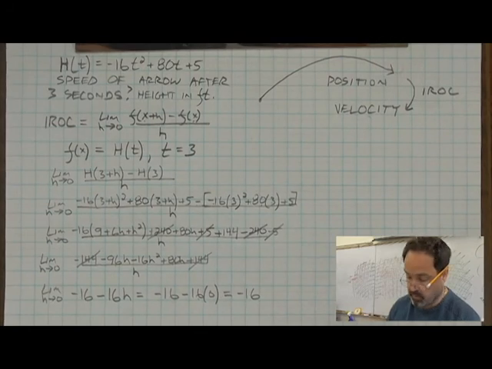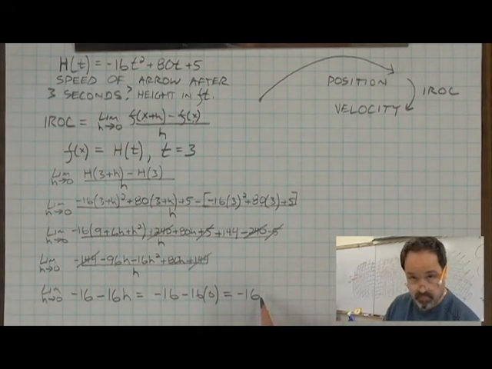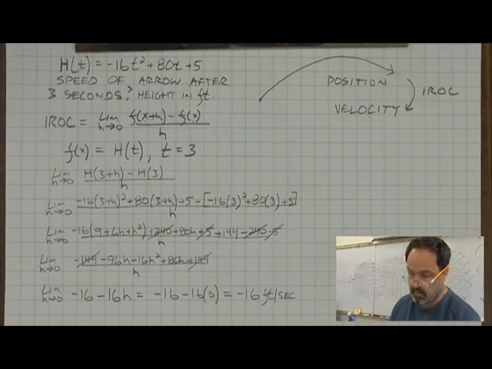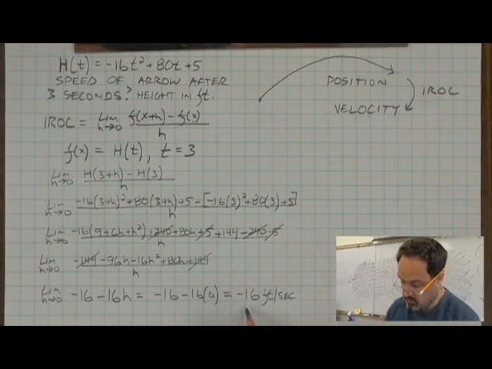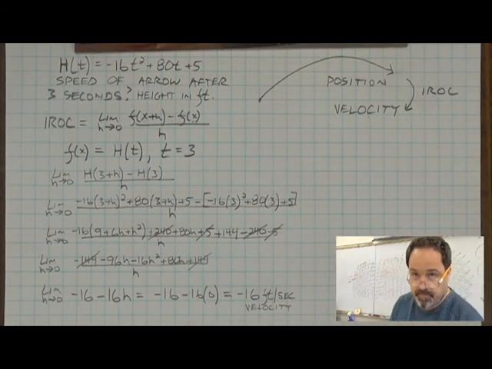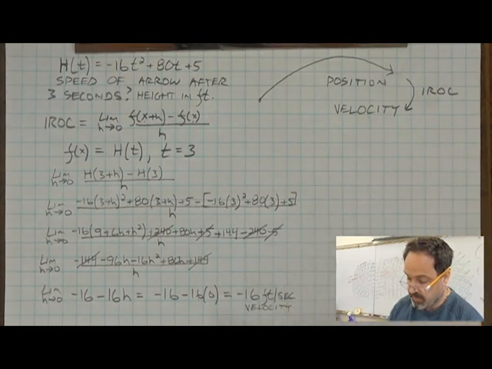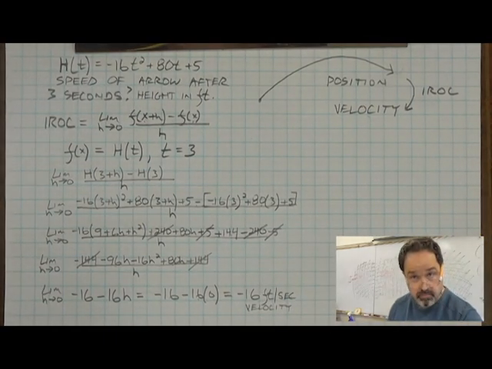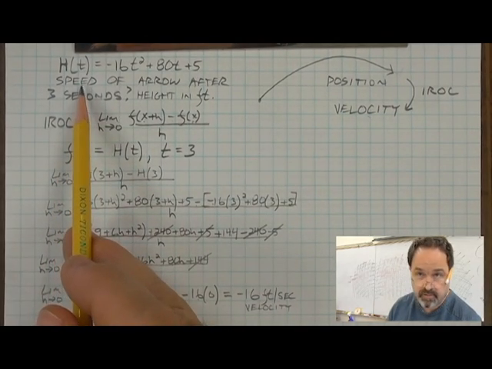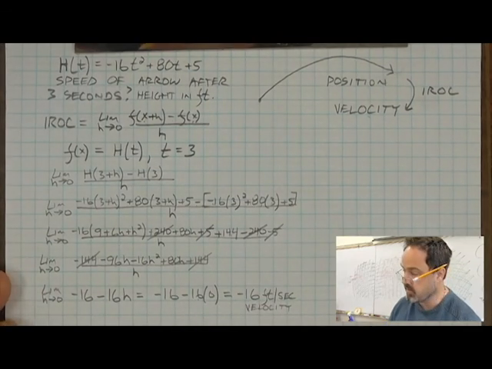This is a contextual problem, so this is a speed. This is negative 16 feet per second as a velocity. The fact that this is negative means that this arrow in its trajectory after 3 seconds is going down. It's speeding downwards now. But the problem asked us to calculate the speed, not the velocity. So we have one last step to take.